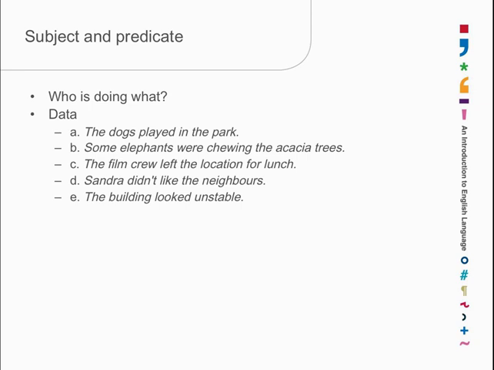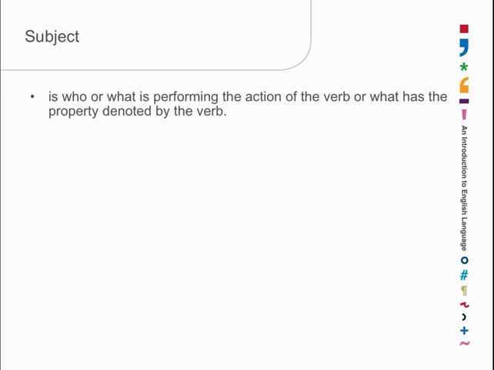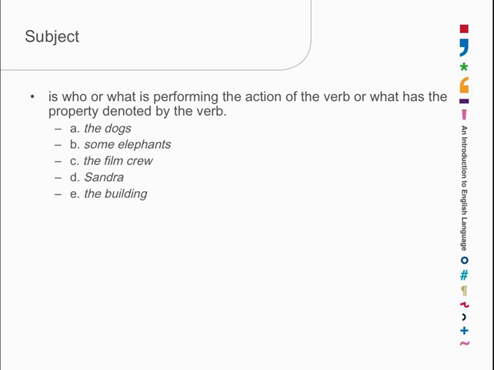You'll see that there's a relationship here between the verb play and chew. The playing is being done by the dogs and the chewing is being done by the elephants. And even in E, what is looking? Well, the building is looking unstable. The journey up what might take 3 months? Well, the journey up the Nile. Those are subjects. Here they are. We ask who or what is performing the action of the verb or has the property denoted by the verb, and the answer is the dogs, some elephants, the film crew, Sandra, the building, and a journey up the Nile.